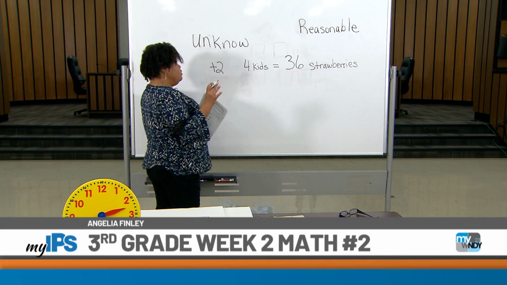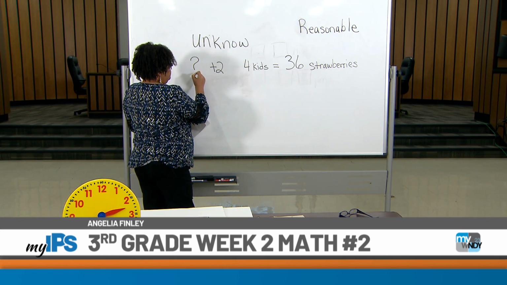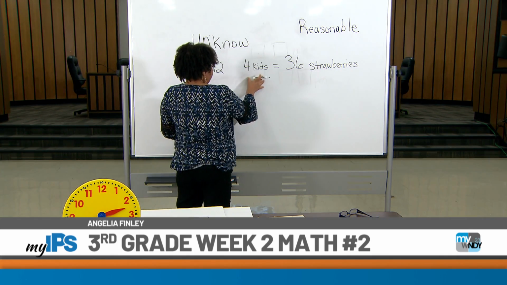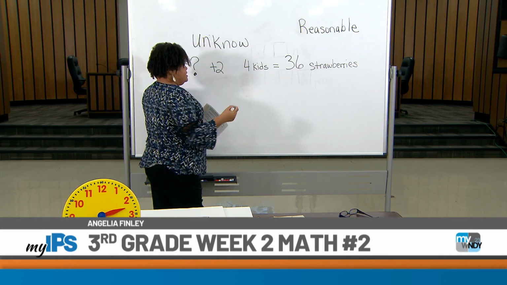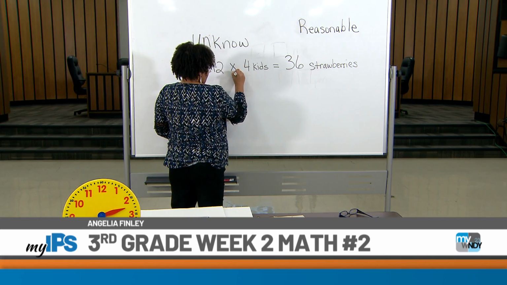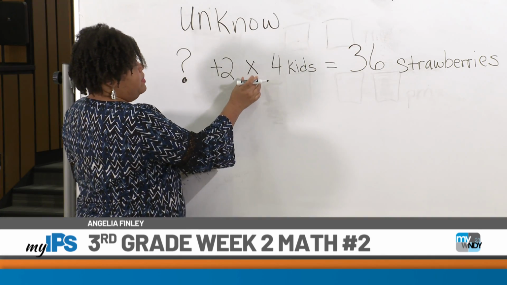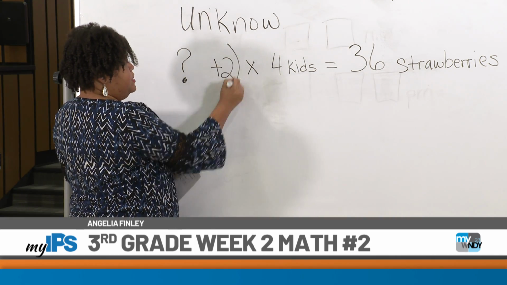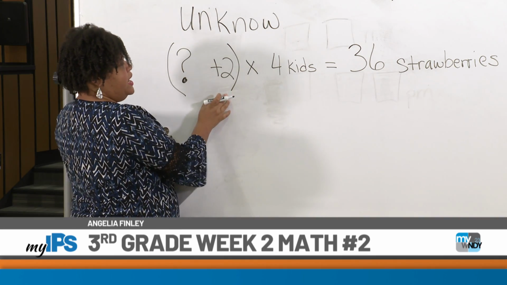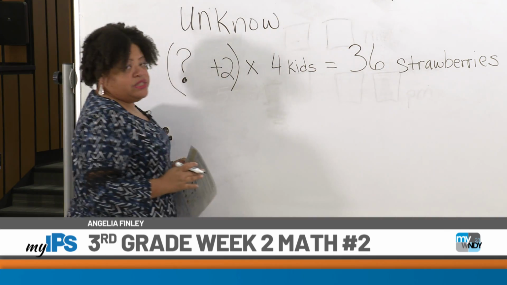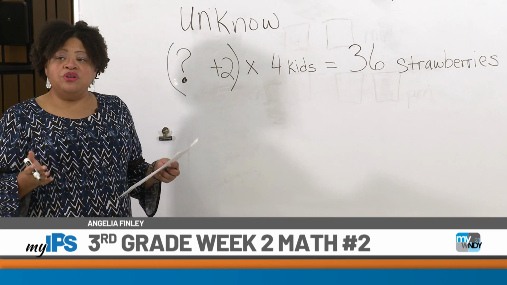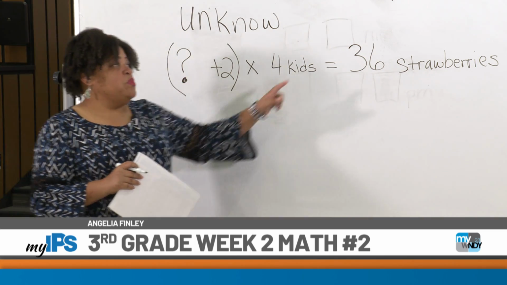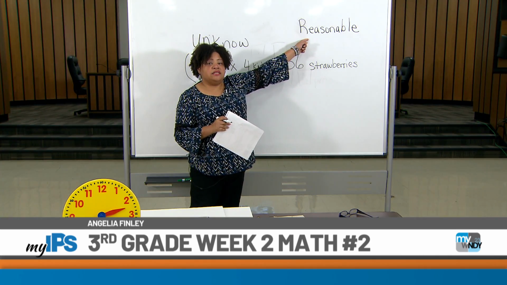So the part you don't know is here. How many did they start with? We don't know. I'm going to put this sign here. This sign means to multiply. If I multiply the 4 kids times this part right here, which I'll put in parentheses, that's another way of saying multiply, I'm going to end with 36 strawberries. I'm just going to set it up for you, and I want you guys to think about how to get this number here. What makes sense? What is a reasonable way to get to that answer?